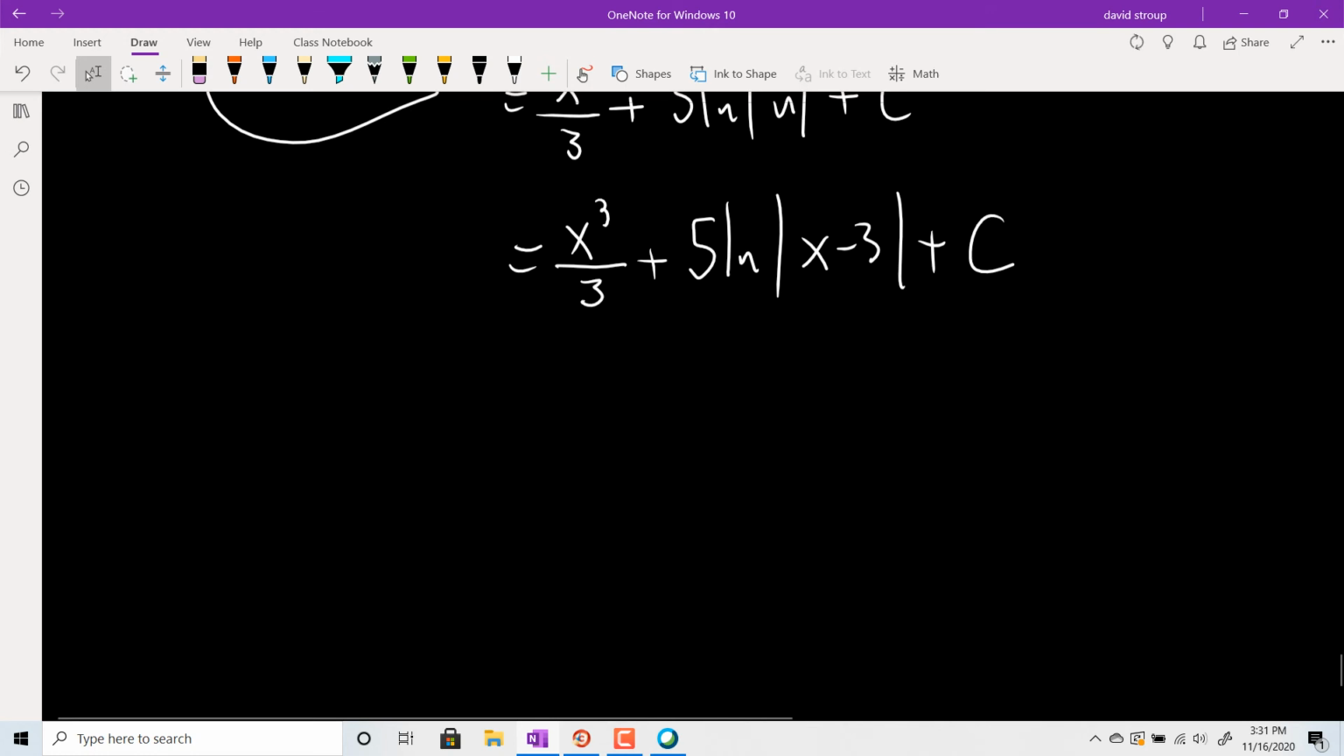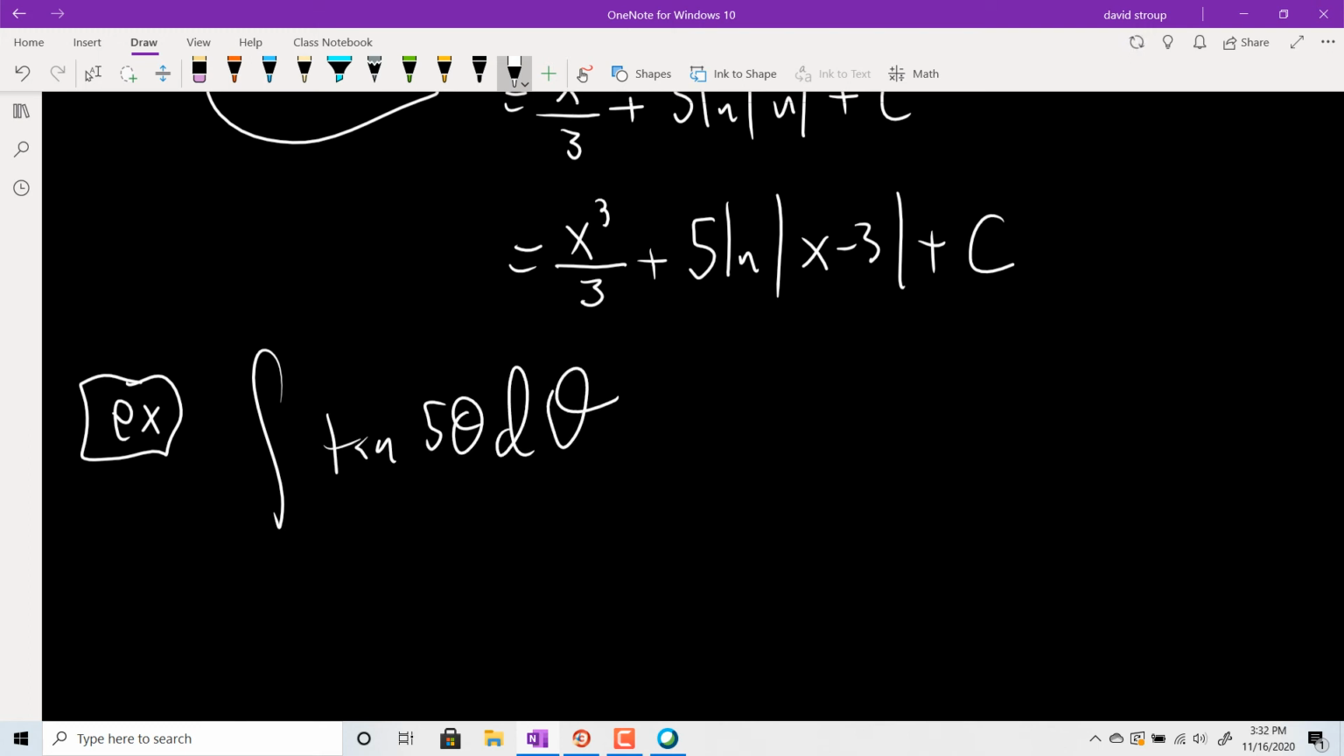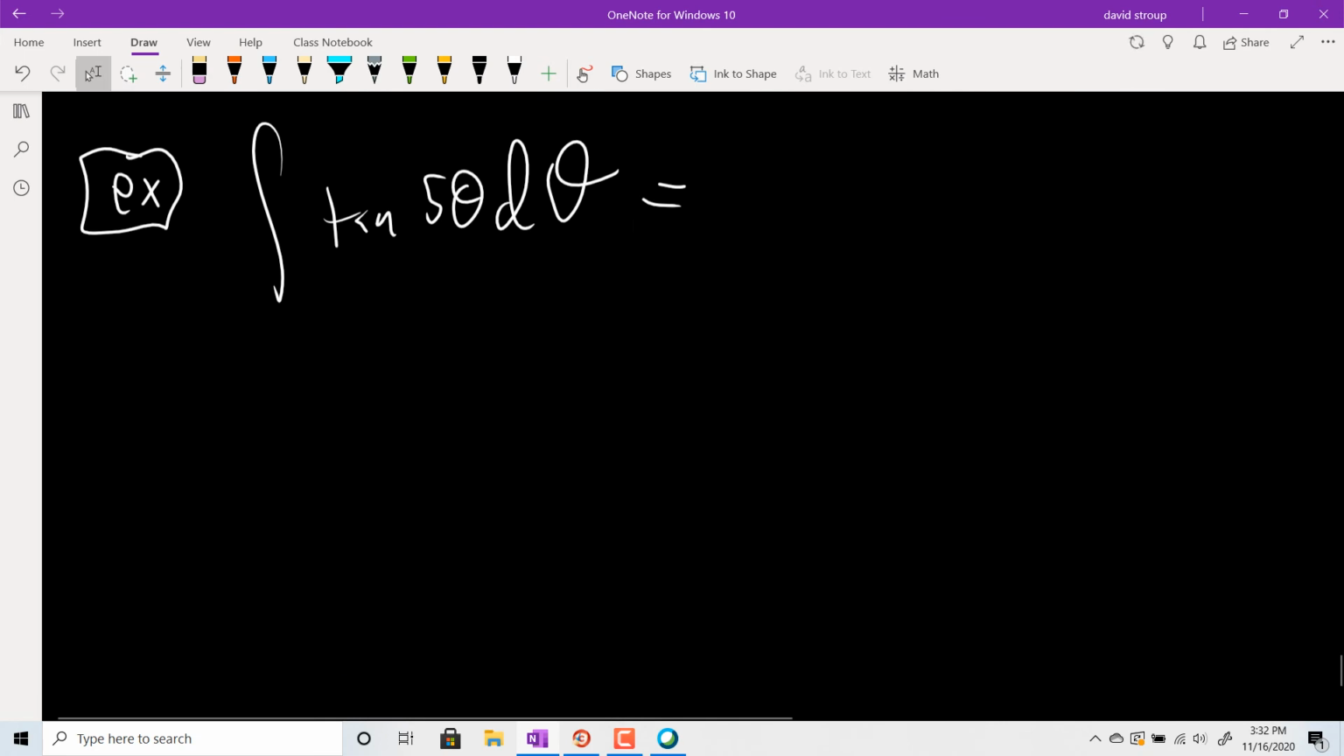Okay. Of course, we can now do weird tangent ones. So let's look at one of those. Integral of tan of 5 theta d theta. Okay. So this is one I advise you to have memorized.